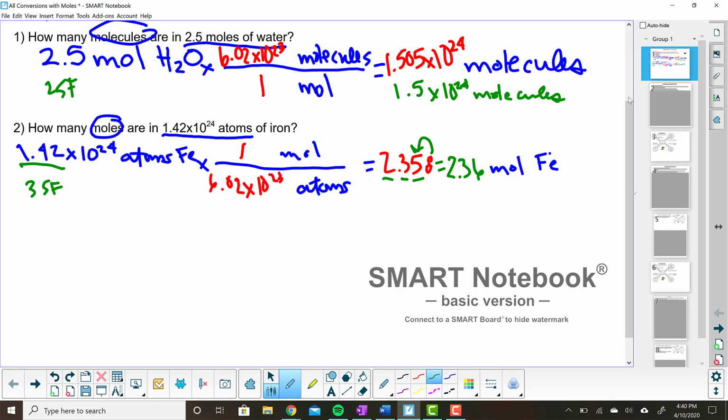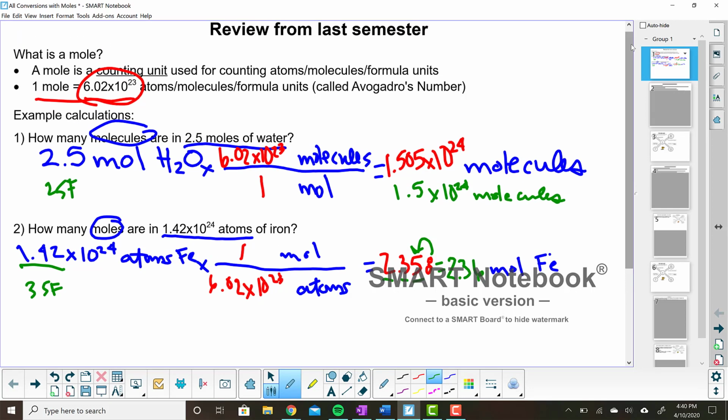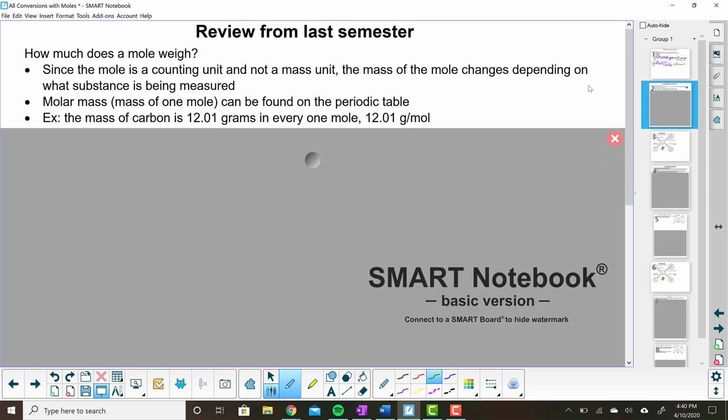Now, that's just a brief little review using atoms, molecules, whatever, converting directly to moles. But that's not the only thing we learned how to do last semester. Last semester, we also learned about how much a mole weighs. Now, we know that the mole is a counting unit and not a mass unit. And if you remember, we did a little show and tell showing you that I could have a mole of a bunch of different substances, and those moles would all be different sizes and masses because it depends on what that substance is made of.